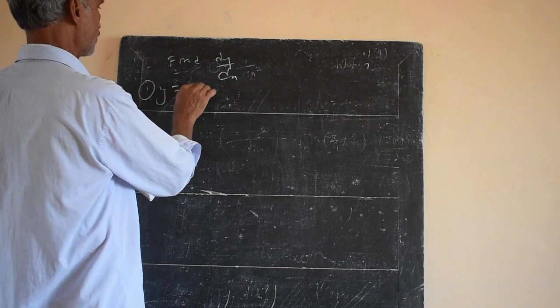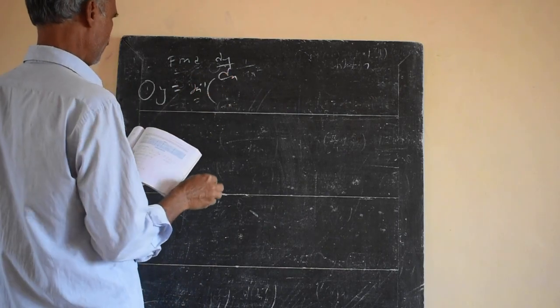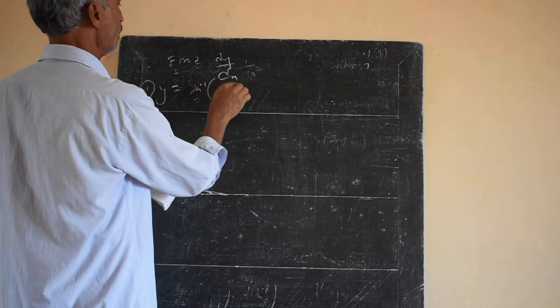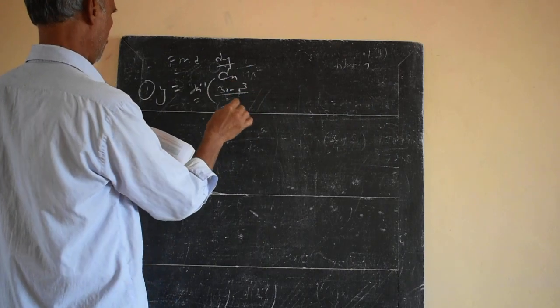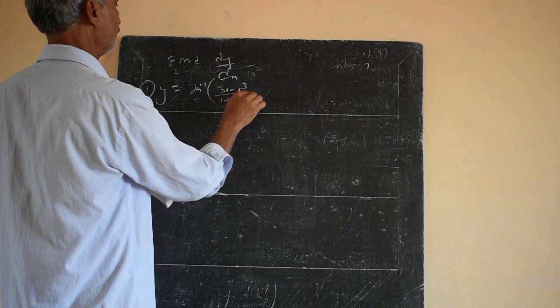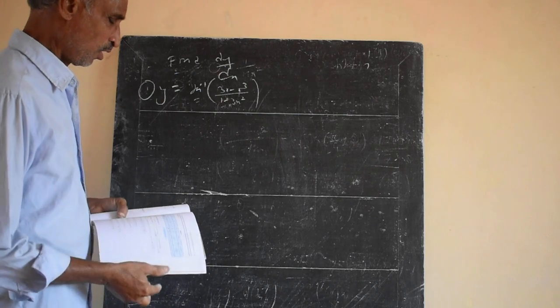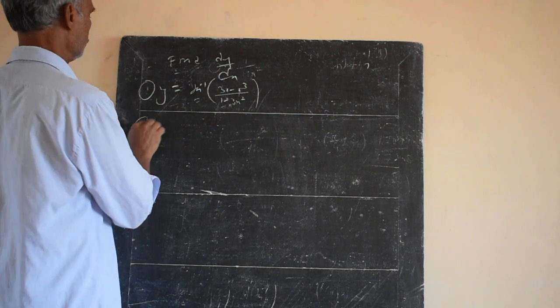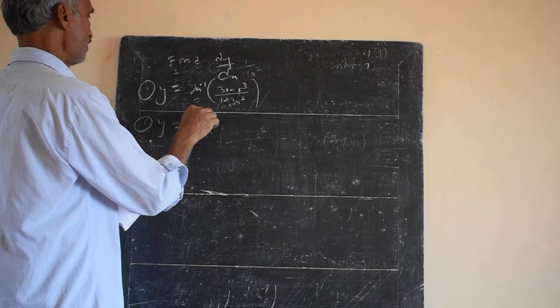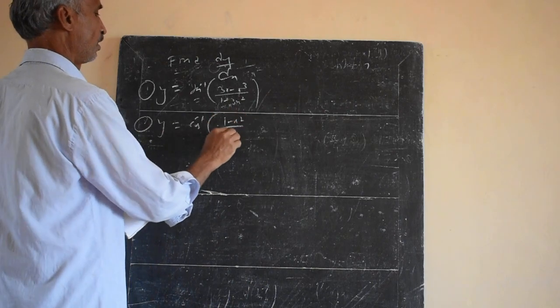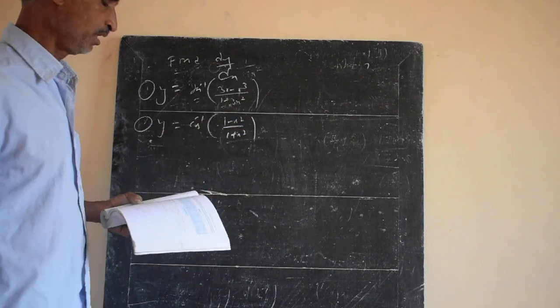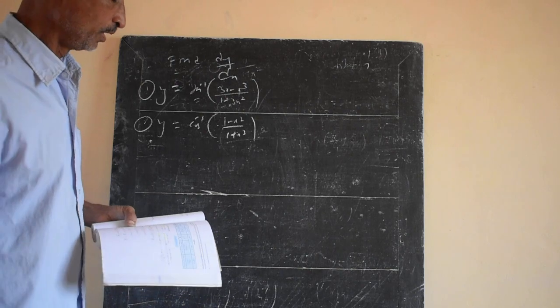Okay, first one: tan inverse of 3x minus x cube upon 1 minus 3x square. Second one, y is equals to cos inverse of 1 minus x square upon 1 plus x square. I think this is given as homework for you.